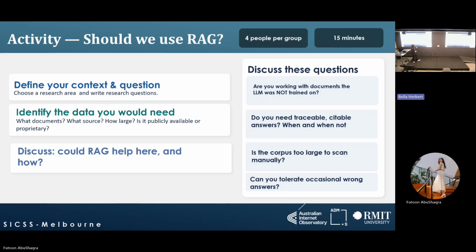Are you working with documents that the LLM was not trained on? Is it private data or public data that you've collected? Do you need a traceable, citable answer? I wouldn't say no to this question, but you might have a case where you actually don't care. So when and when not? Is your data too large to scan manually or to give to ChatGPT or Gemini to analyze? Is it big enough? Can you tolerate some wrong answers and inaccurate information in this research?